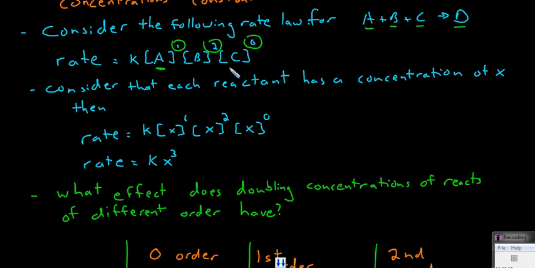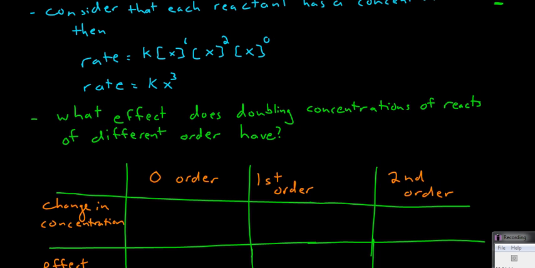So considering this scenario, and considering then that each reactant has a concentration of X, then the rate would be equal to K times X to the first power, X to the second power, and X to the 0 power. Or rate is equal to Kx cubed. So in our simplest case, rate is equal to Kx cubed. But what happens if we change the concentrations of our reactants? What happens to the rate?